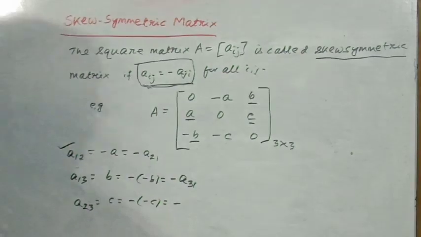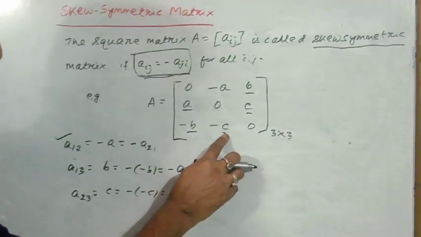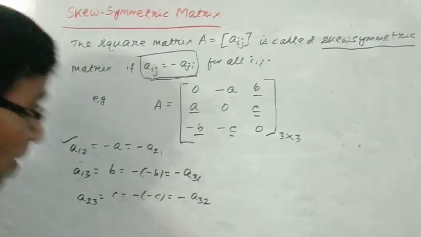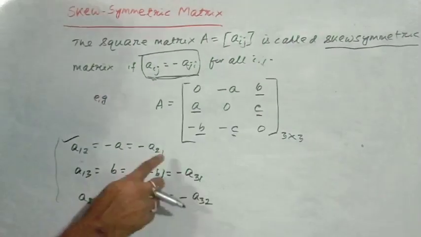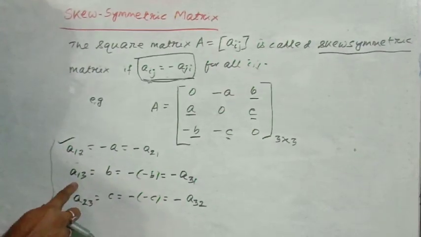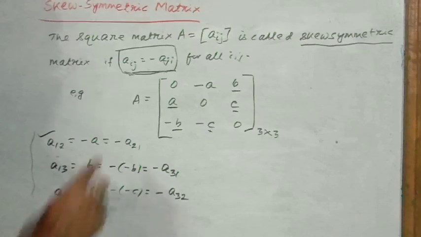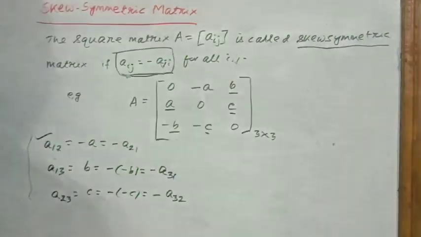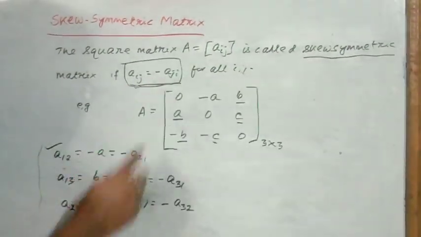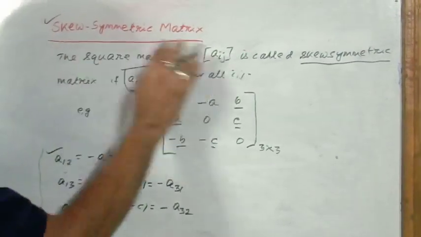So that is equal to minus C, which belongs to the third row and second column, so it is equal to minus A32. So in all these cases, it is satisfying the condition that A12 is equal to minus A21, A13 is equal to minus A31, A23 is equal to minus A32. That means in all these cases it is satisfying the condition that Aij is equal to minus Aji. So that's why this matrix is called a skew-symmetric matrix.